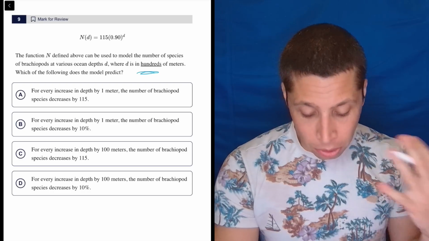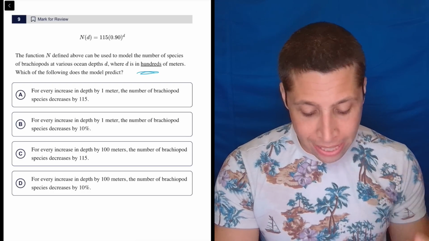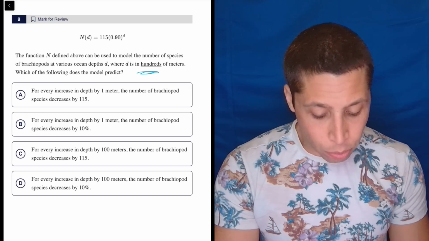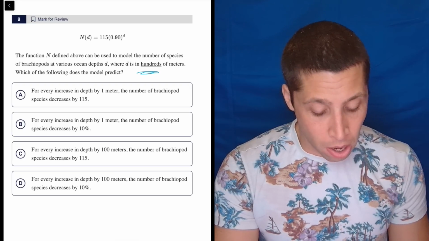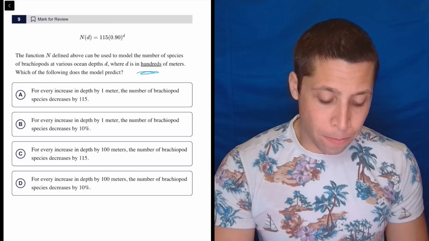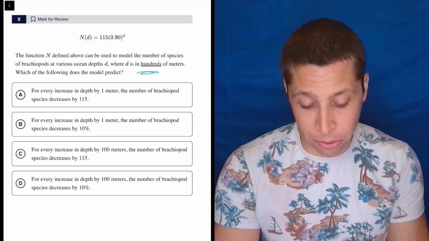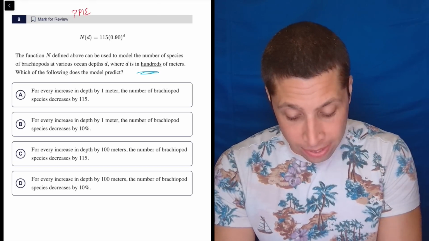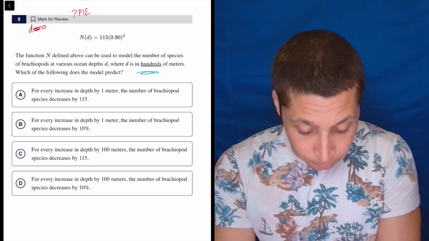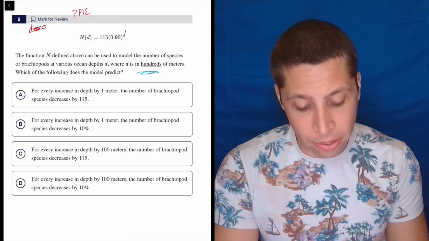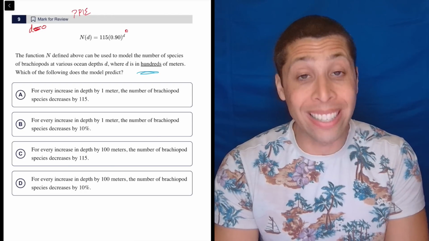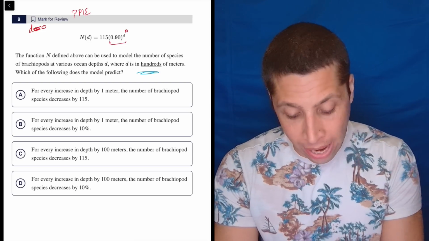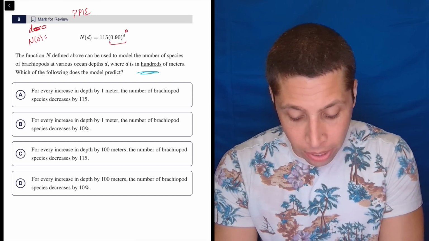Okay, now these are kind of already sounding like points, right? So for every increase in depth by 1 meter, the number of brachiopod species decreases by 115. Okay, so honestly, this is a case where let's just plug points into equations. Let's arithmetize a little bit. So let's start with d equals 0, right? That's the easiest thing. And if we put 0 in there, remember what happens? Anytime you have something raised to the 0 power, it becomes 1. So this whole thing would be 1. So when d is 0, we have n of 0 is 115.